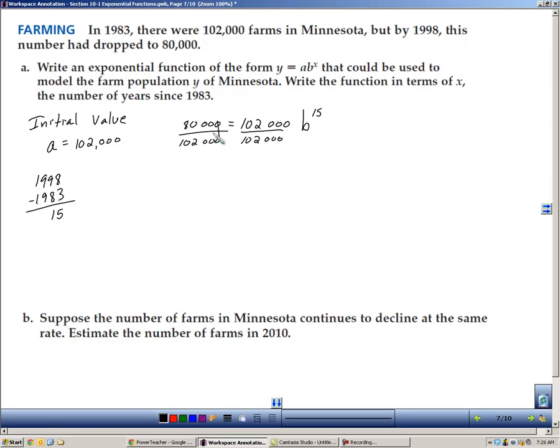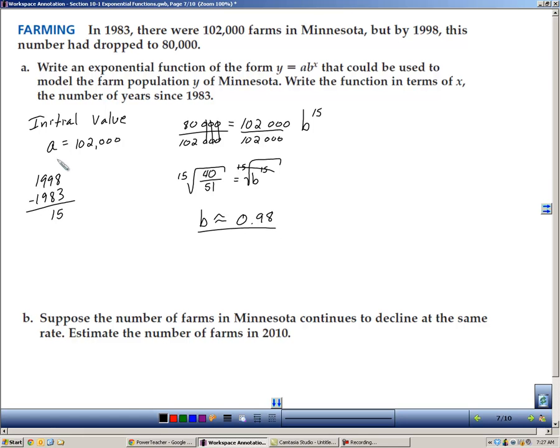So we'll divide by 102,000, cross off zeros, so this will reduce to 40 over 51 equals b to the 15th power. And to get rid of a 15th power, we use the 15th root. So these will cancel. So b is going to equal whatever the 15th root of 40 over 51 is. So you plug that into a calculator, and you're going to get about 0.98. So that's what we'll call our b value.